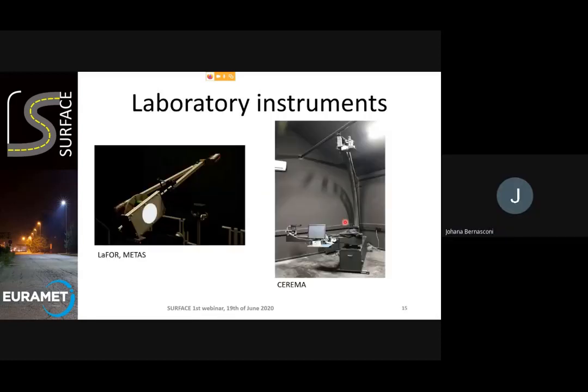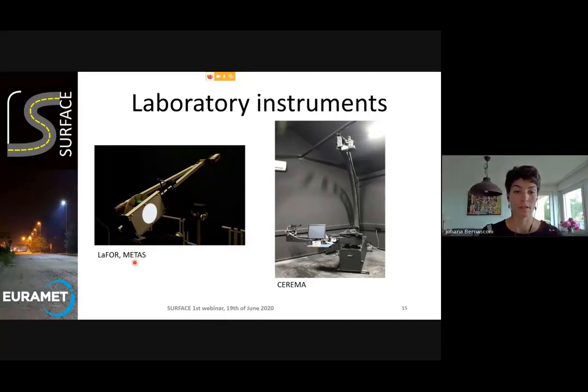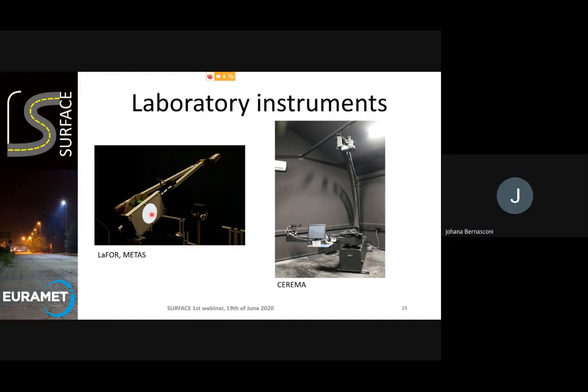So I will first go a bit more into detail of laboratory instruments. So here you have two pictures to give an example. On the left is the one we have at METAS. This is a reference plate that we use for calibration. And to give you an idea of the distances here between the center of the sample and the observer, which is the camera, there's 1.4 meters.